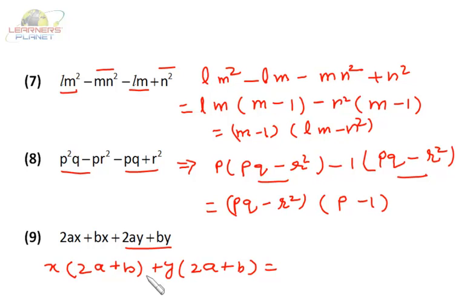So finally 2a plus b is common, and I'm left with x plus y. Okay, very easy.